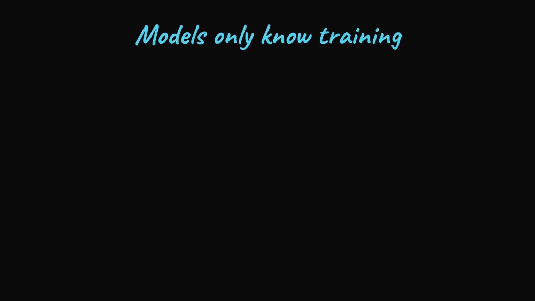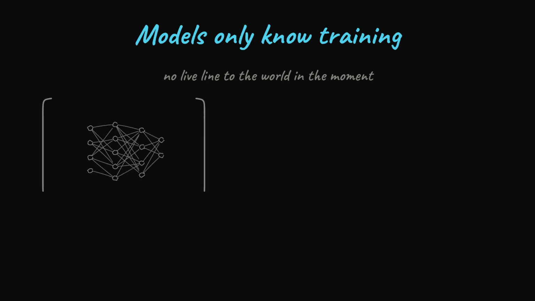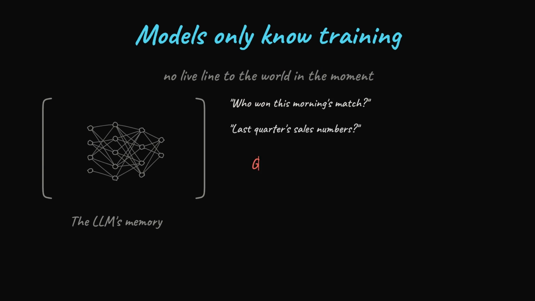Here's the thing about these models, they only know what they were trained on. Ask an LLM who won a match that happened this morning, or what your company's internal sales numbers looked like last quarter, and it's going to guess or just tell you it doesn't know. It has no live connection to anything, no internet, no database, no calendar, nothing. That gap between what the model knows and what you actually need in the moment is exactly where the next concept comes in. This is where an AI agent shows up.